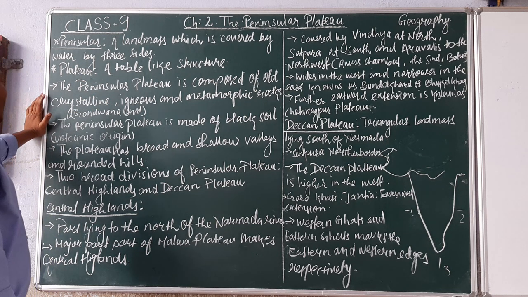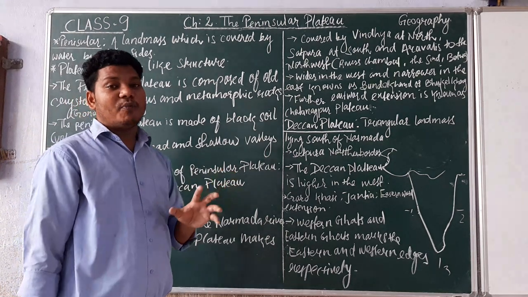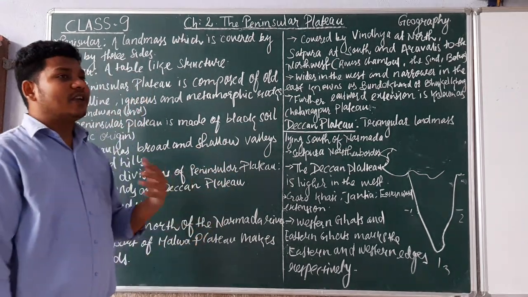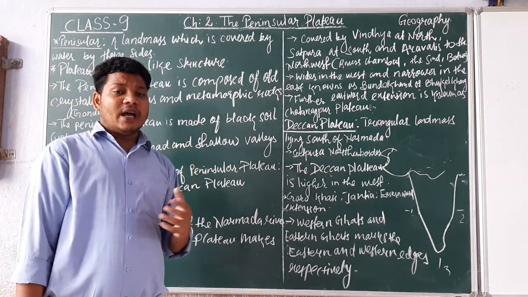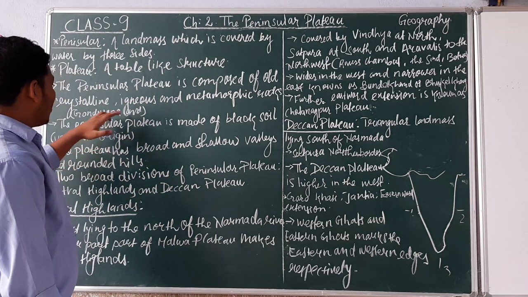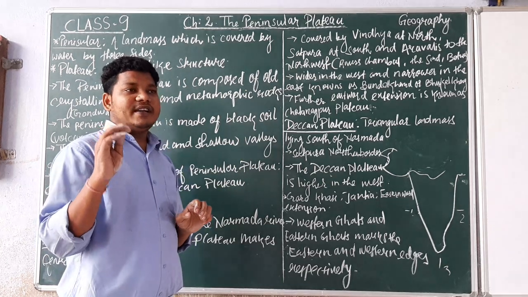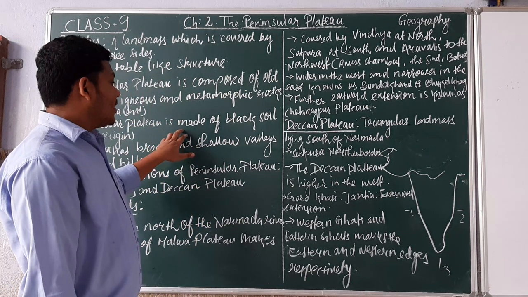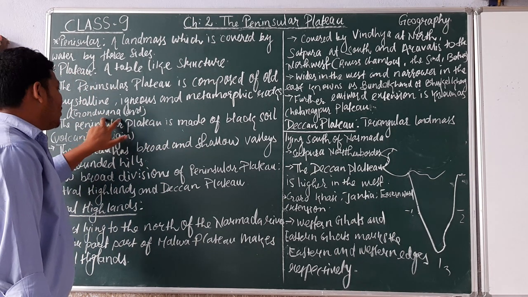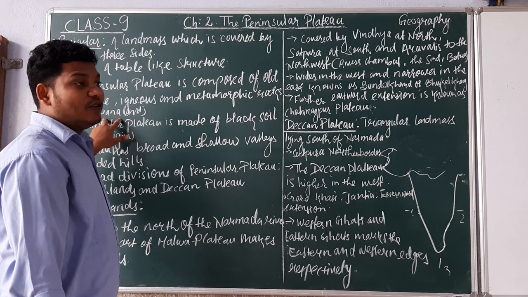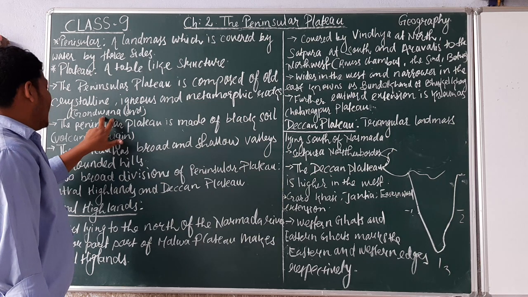Now, what is the Peninsular Plateau? The Peninsular Plateau is made of crystalline old igneous and metamorphic rocks. Our Peninsular Plateau was part of a great big land known as Gondwana land. Our southern India has been formed by the drifting of Gondwana land.